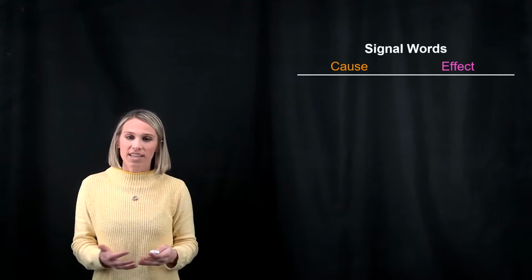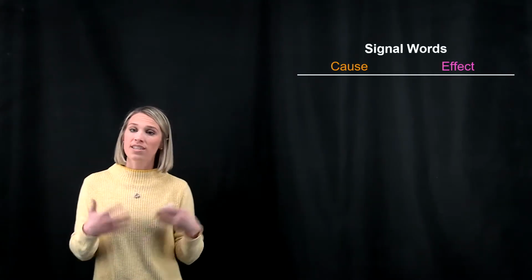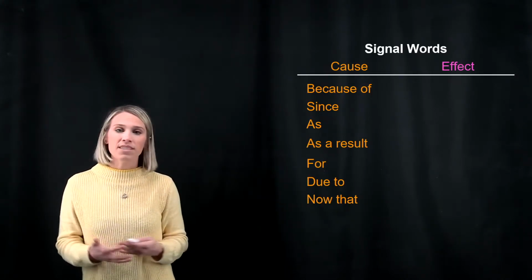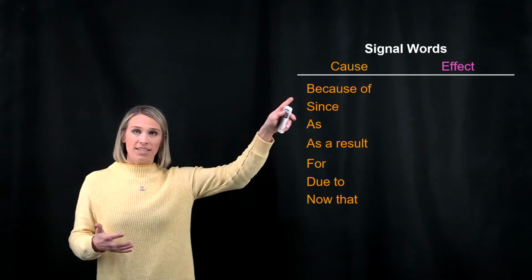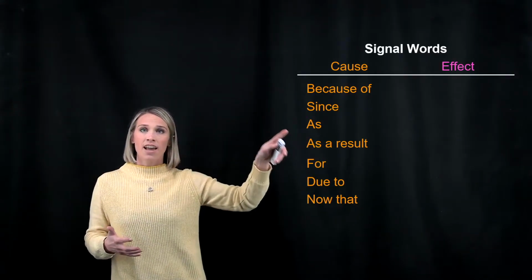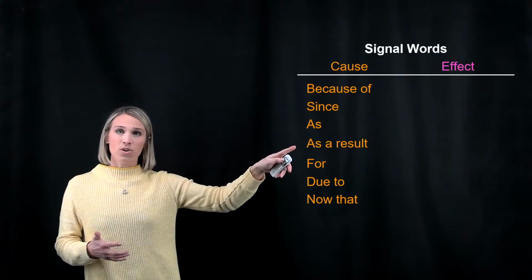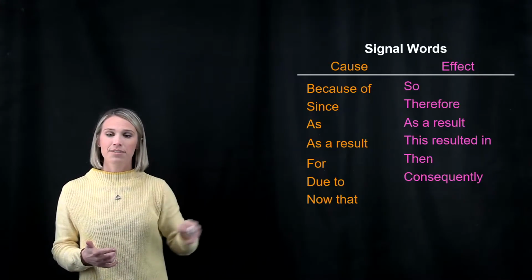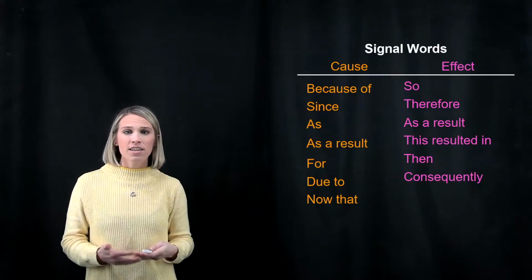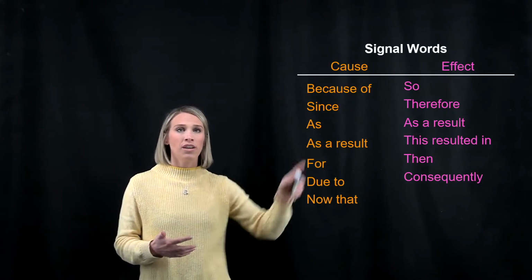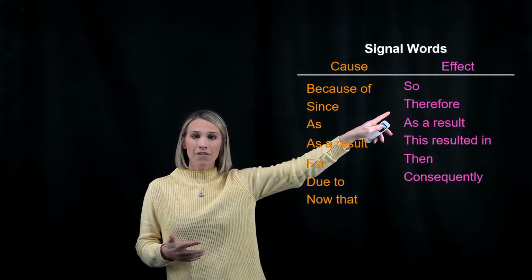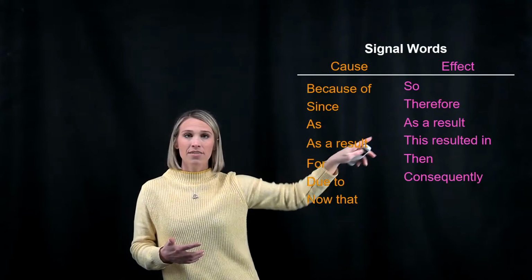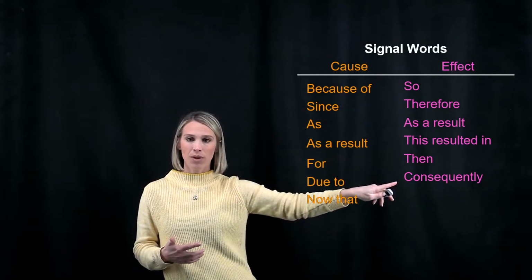There are signal words that indicate the cause, and then there are signal words that indicate an effect. For the cause, some signal words may include because of, since, as a result, for, due to, now that. And for the effect, some signal words may include so, therefore, as a result, this resulted in, then, and consequently.